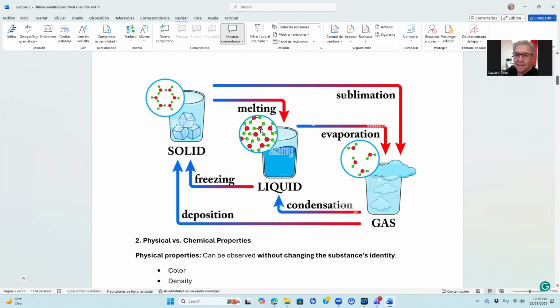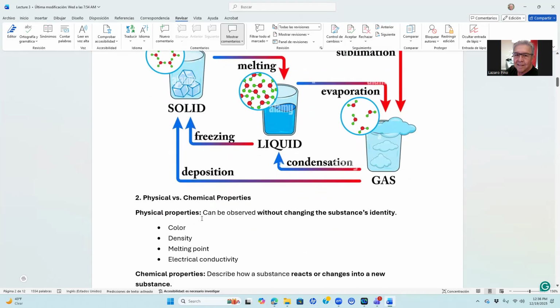Same thing when you go from melting to evaporation. If you go directly from solid to gas state, it is what we call sublimation. When you go from gas to liquid, that's condensation. From liquid to solid, freezing. And if you go directly from gas to solid, we are in front of deposition.